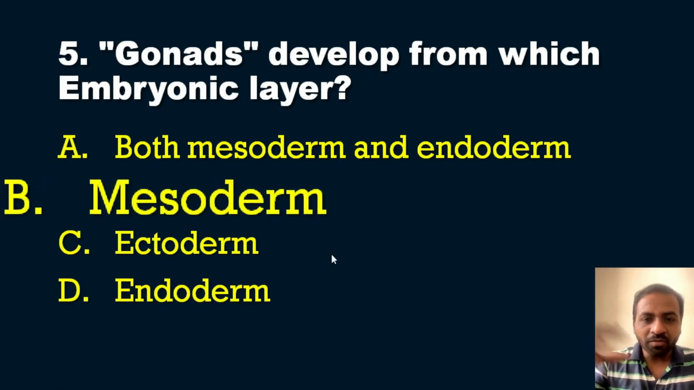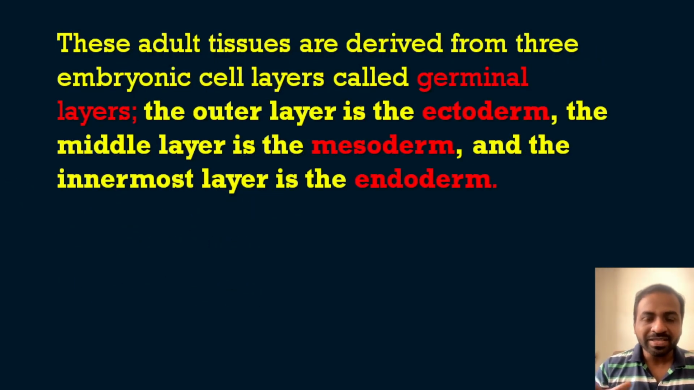We have to understand what mesoderm, ectoderm and endoderm are, and what structures develop from these embryonic layers. Very briefly, I will explain in the explanation of this question. We will first see what a germinal layer or embryonic layer is. Adult tissues are derived from three embryonic cell layers called the germinal layers. The outer layer is the ectoderm, the middle layer is the mesoderm, and the innermost layer is the endoderm. I think you know this.